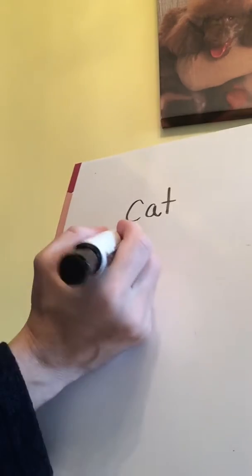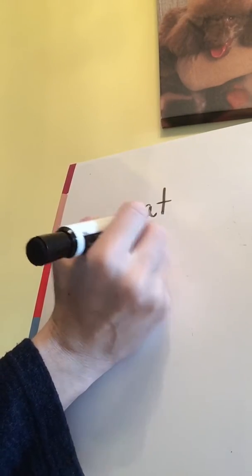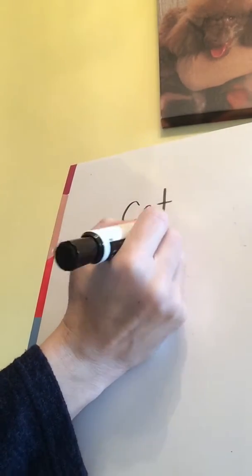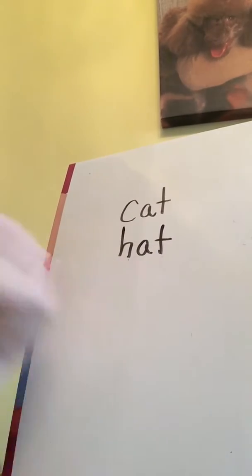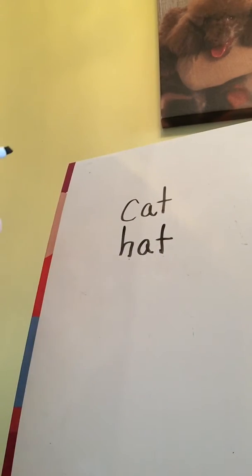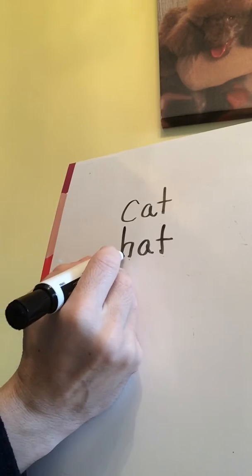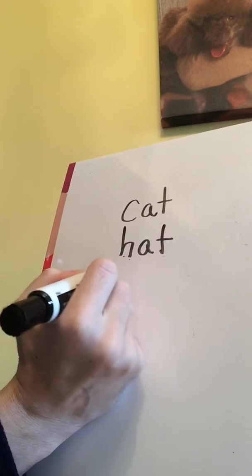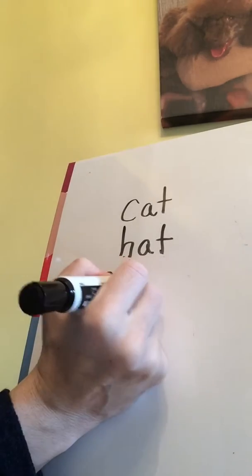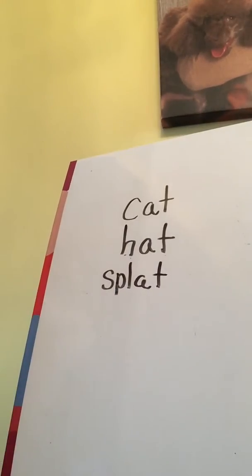Everybody knows that word. If I want to change cat to hat, I just change the C to an H and add the ending, at, hat. If I want to change hat to splat, I just change the H to S-P-L, and then add the ending, at, splat.